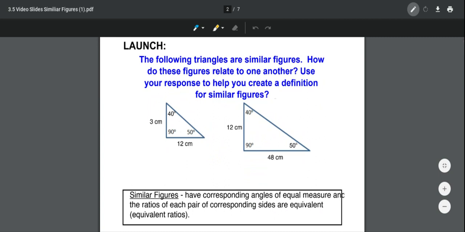Similar figures have corresponding angles of equal measure, and the ratios of each pair of corresponding sides are equivalent. In other words, they are equivalent ratios. So if you notice, the angles are exactly the same size. We have 40-degree angles, we have 50-degree angles, and of course we have 90-degree angles.